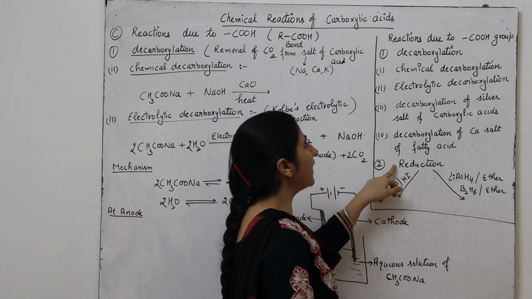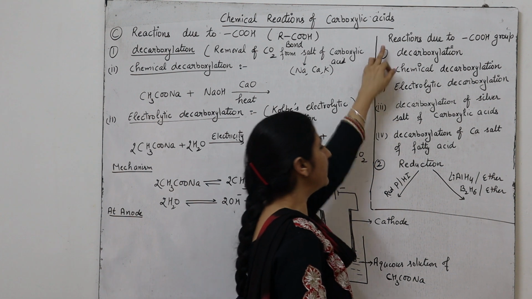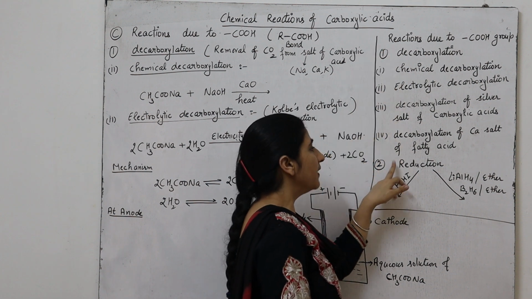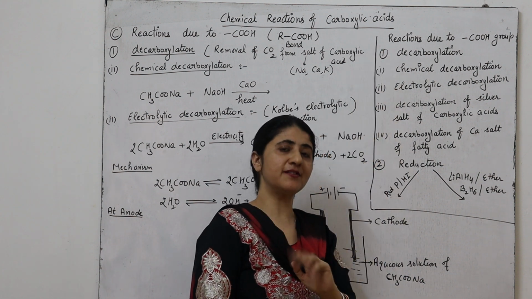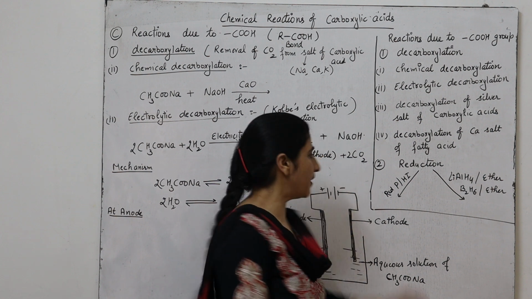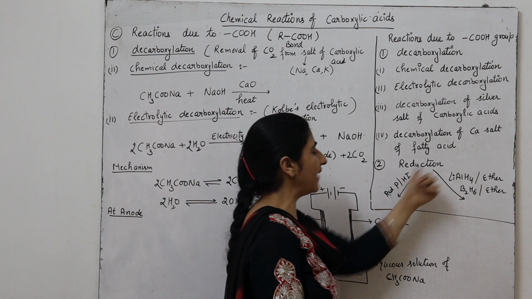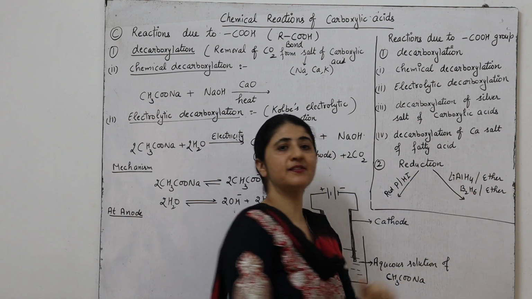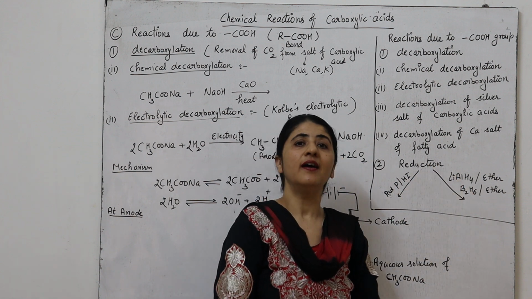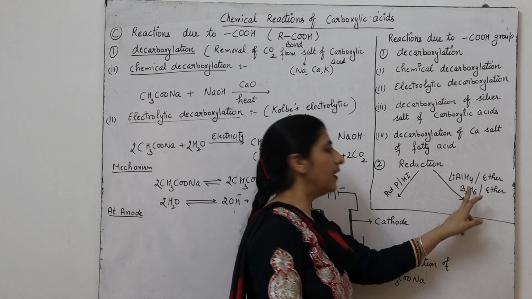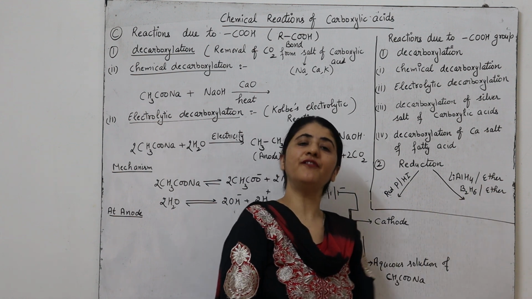The second type of reaction shown by carboxylic acid is reduction. The reduction takes place in the presence of two types of reducing agent: HI in the presence of red phosphorus, and lithium aluminum hydride along with ether, or diborane in the presence of ether.